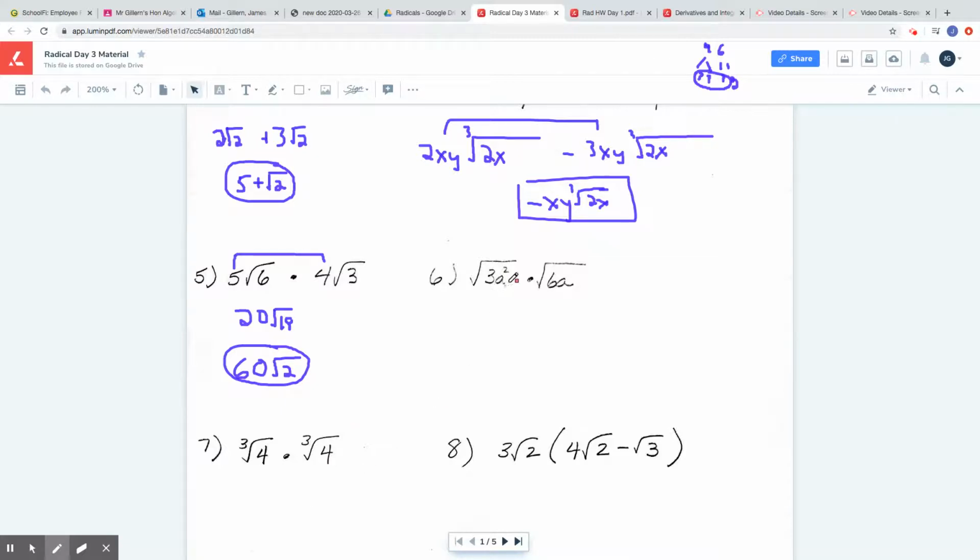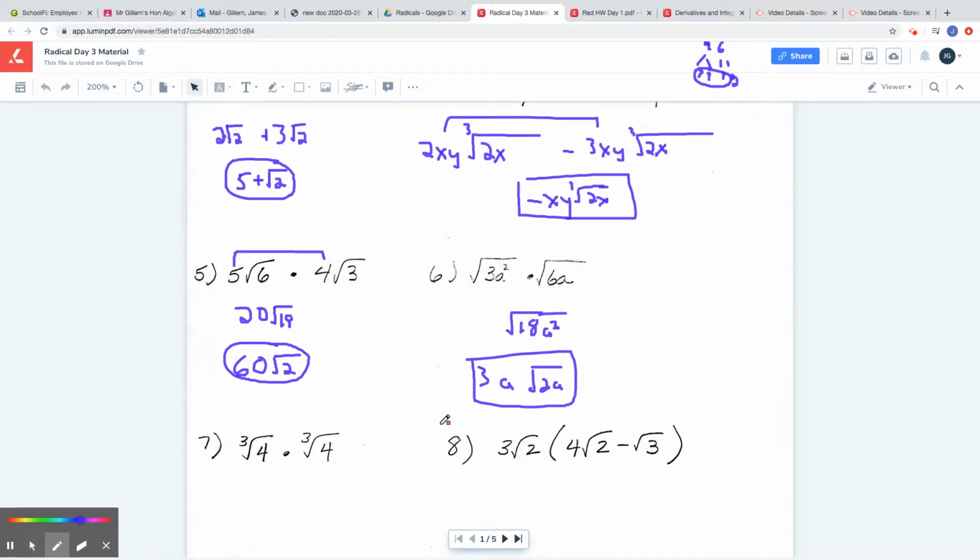You just have to make sure that the whole thing is simplified. Now for this, 3a squared times 6a. You could simplify first, or you can simplify later. It doesn't really make a difference. I would probably multiply this first, then only have to simplify once. So 3 times 6, I get 18a cubed. So I get the square root of 18a cubed. 18 is 3 times 3 times 2. A cubed, 2 goes into it one time with 1 left over. So it is 3a square root of 2a.